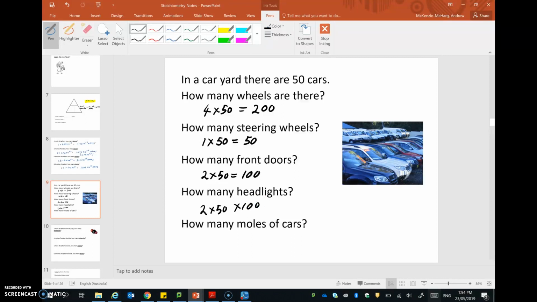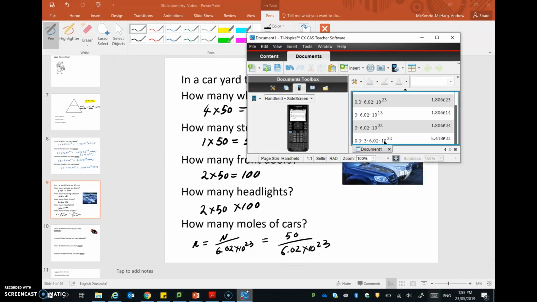How many moles of cars? Oh, this is an interesting one. So we're going to take our equation. Actually, I'll show you the equation. Remember, if we want the number of moles, it's equal to the number of particles, in this case the particles can be just cars, divided by Avogadro's number. So we're going to have 50 on 6.02 by 10 to the 23. Well, that's a pretty small number.